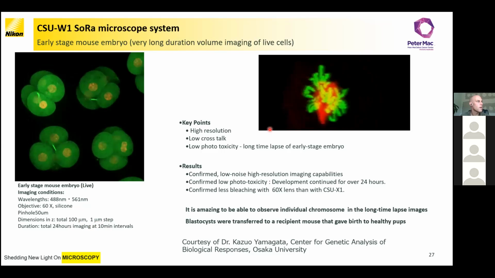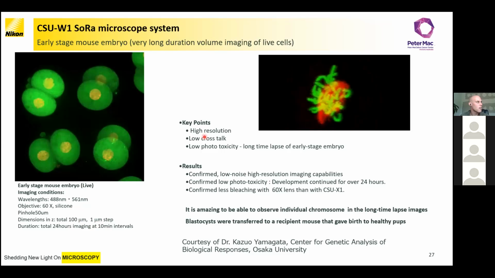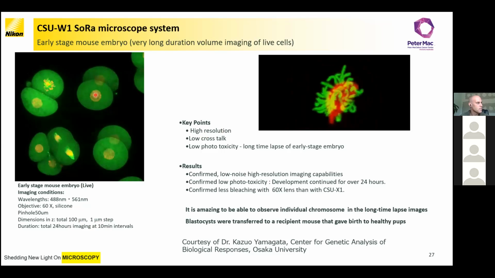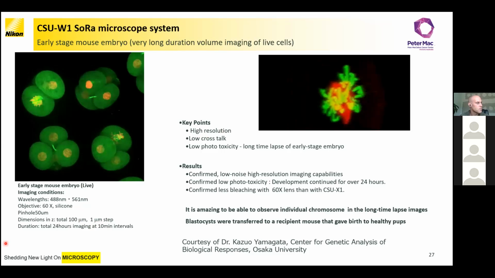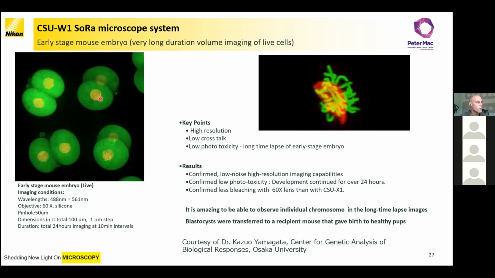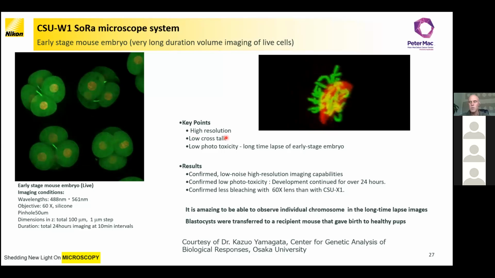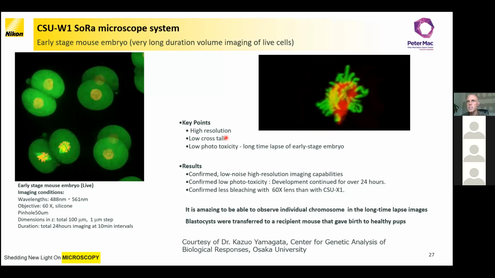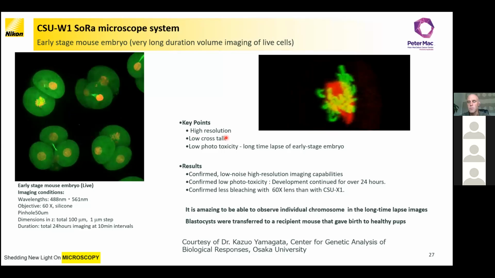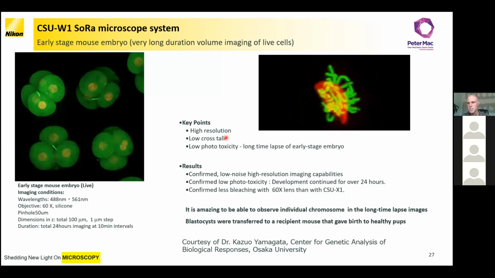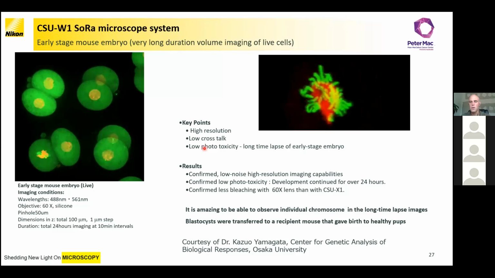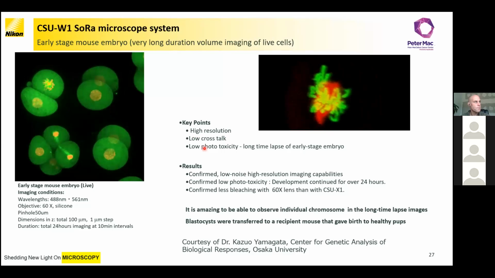And I think the key points to take out of this are the resolution capabilities of the system. This is the 60 times objective. You can see an awful lot of detail in there. I didn't talk about the crosstalk of the spinning disk. It's a function of the design, but essentially what that means is it minimizes the amount of noise in the system, so it improves the signal to noise of the sample you're looking at.